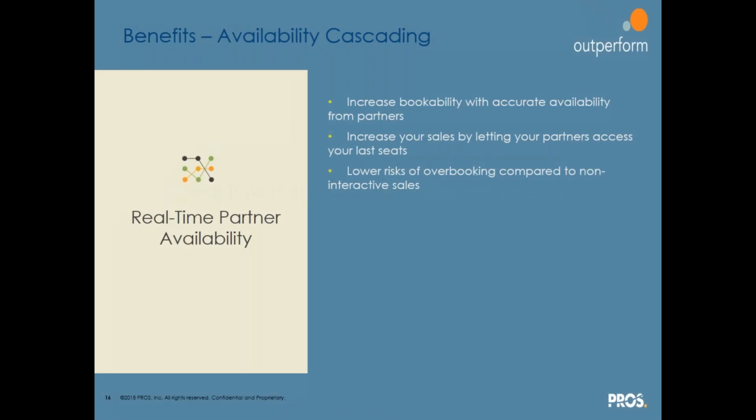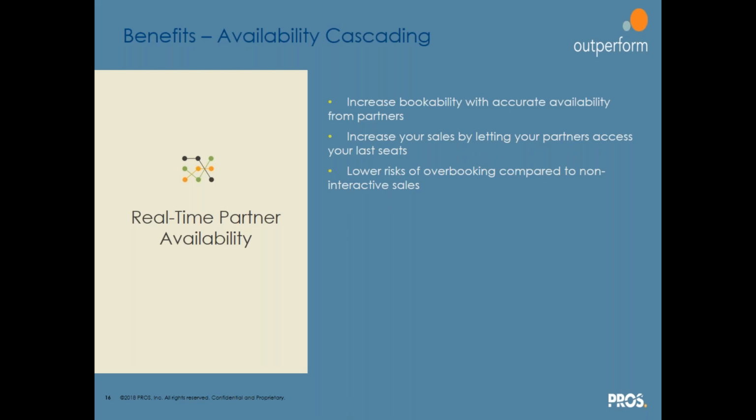Through real-time partner availability, RTDP will support the cascading of availability requests for the goal of retrieving accurate codeshare availability in real time. So what are the benefits of availability cascading that our new product add-on will provide? Well, it basically seeks to increase the overall bookability by providing that accurate availability from partners.